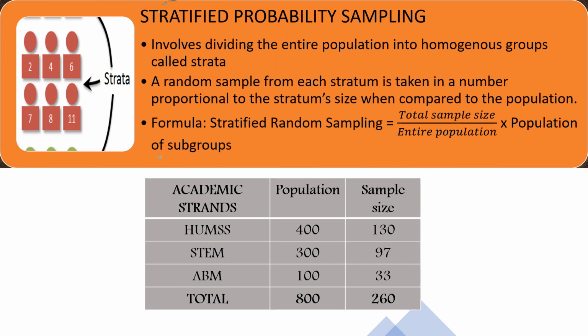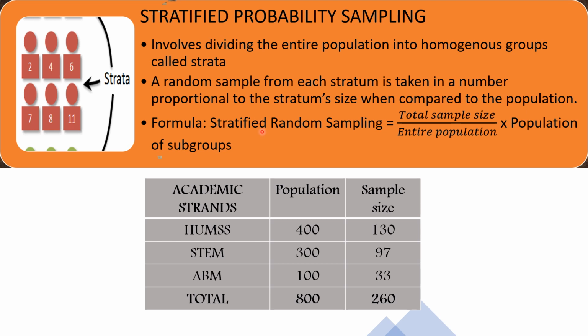Next is stratified probability sampling. It involves dividing the entire population into homogeneous groups called strata. So, you will first divide your population into groups having the same characteristics. Then, a random sample from each stratum is taken in a number proportional to the stratum size when compared to the population. You will get a sample from each group using random sampling.